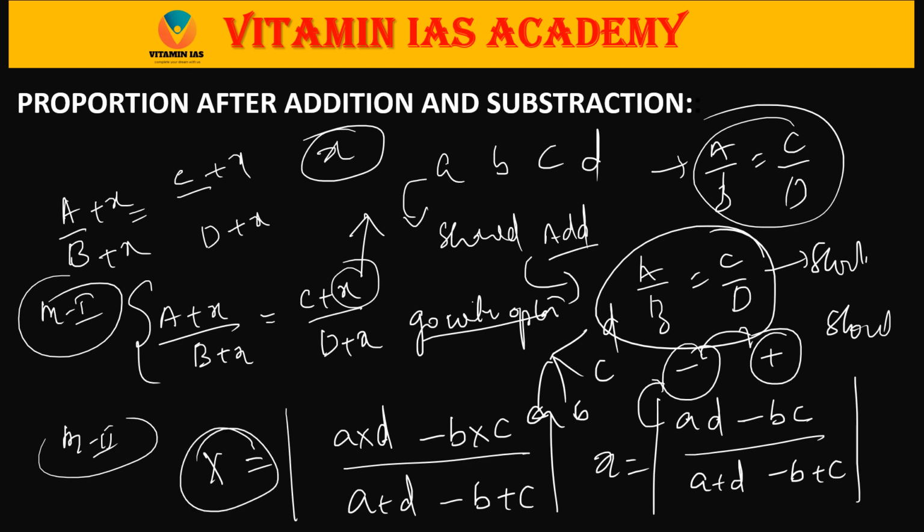Means here in the question, if they are asking what is the X value, what value we need to add to maintain the proportionality, then we have to find X is equal to A into D minus B into C by A plus D minus B plus C. This is the formula, and we will solve some questions, then you will get more clarity regarding this topic.